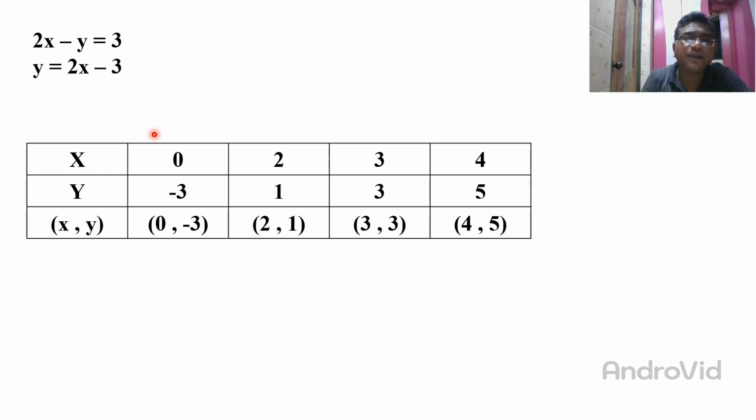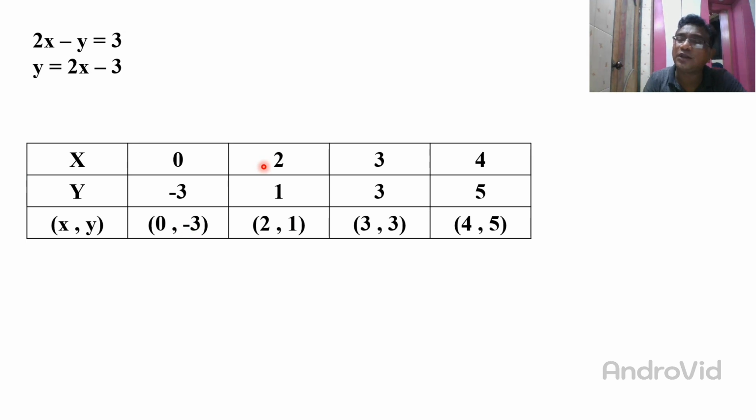So in that I have taken x value 0. So here x value 0. 2 into 0 is 0. So here you get 0 because x value is 0. 0 minus 3, what do you get? Minus 3. So x value 0, y value minus 3. So here is written 0, minus 3.